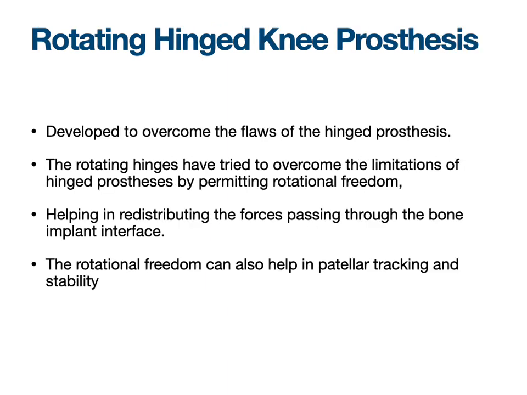In today's time, it has very limited use, and it is limited to tumors, extension deficiency, and neurological conditions. Today, what we use is a rotating hinge knee prosthesis. It was developed to overcome the flaws of the hinge prosthesis by permitting rotational freedom. This helps in redistributing the forces that pass through the bone implant interface, and it also helps in better patellar tracking, an aspect which is often overlooked in revision situations.